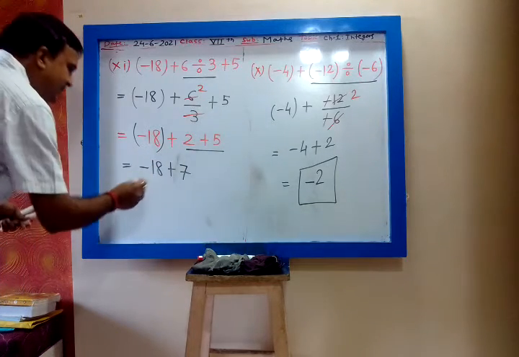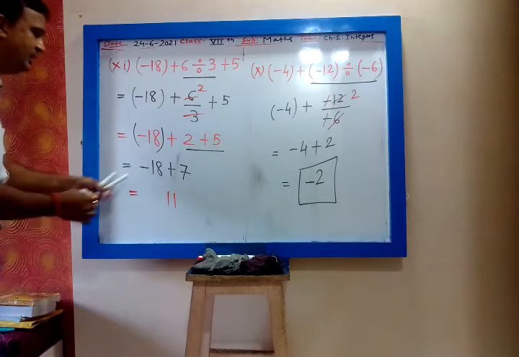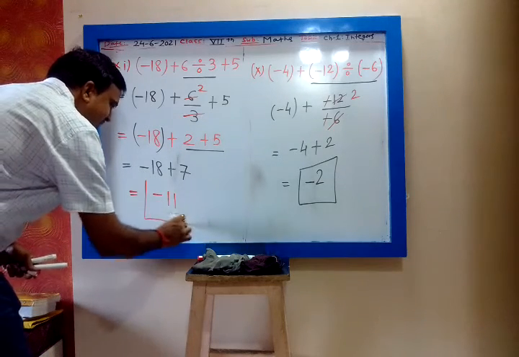So 18 minus 7 is 11. Which number is bigger? 18. What is sign of that? Minus. So it is minus 11. Answer is minus 11.